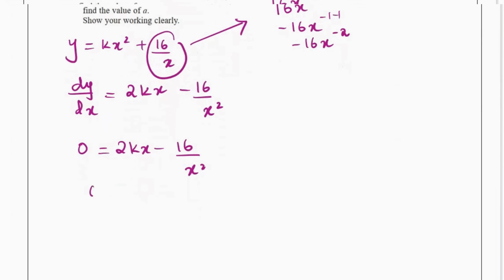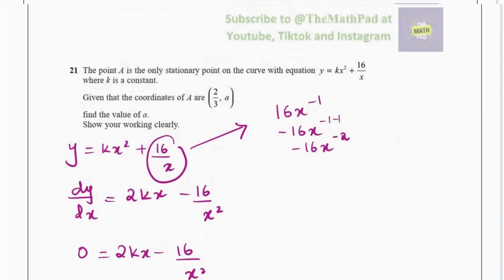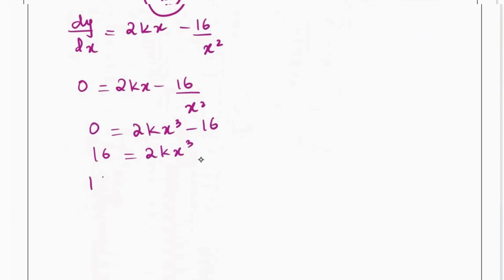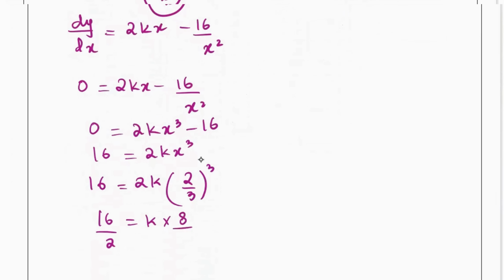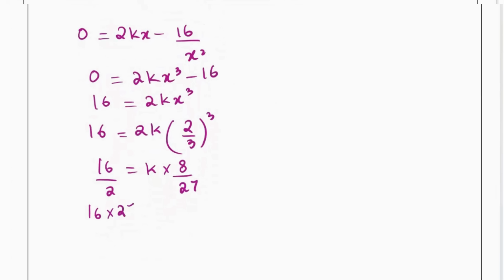Now we solve this equation. 0 equals 2kx cubed minus 16. 16 equals 2kx cubed. And they have told us that A has the coordinates 2 over 3 and a. So we know that x is 2 over 3. So now the only unknown over here is k. So 16 over 2 equals k times 8 over 27. 16 times 27 over 2 times 8, and k is 27.